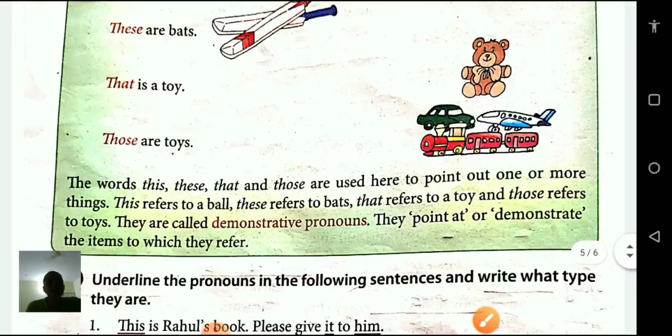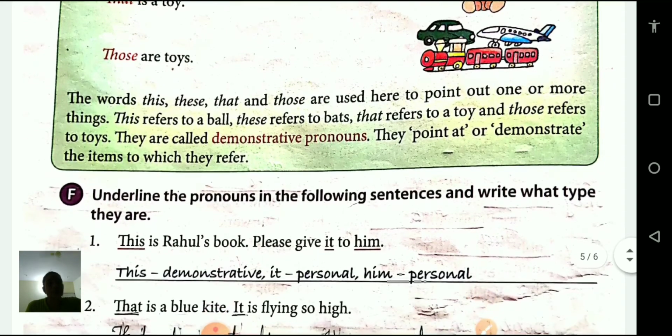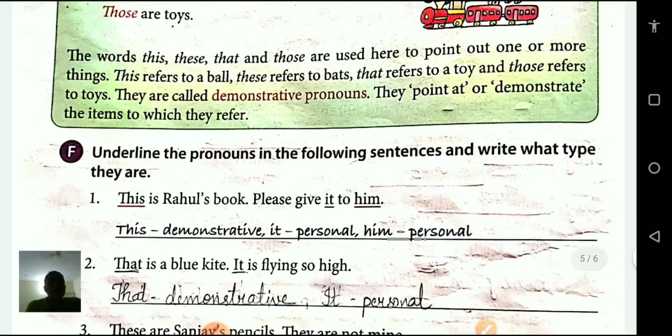The words this, these, that and those are used here to point out one or more things. This refers to a ball, these refers to beds, that refers to a toy and those refers to toys. They are called demonstrative pronouns. They point at or demonstrate the items to which they refer. Now the exercise. This is Rahul's book. Please give it to him.